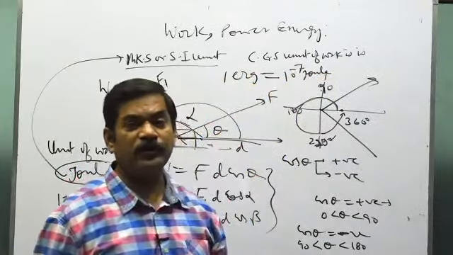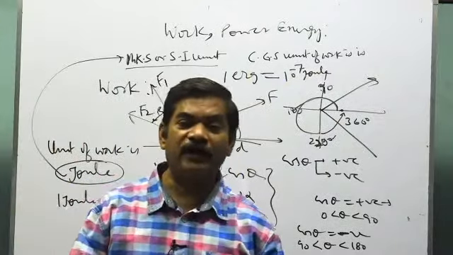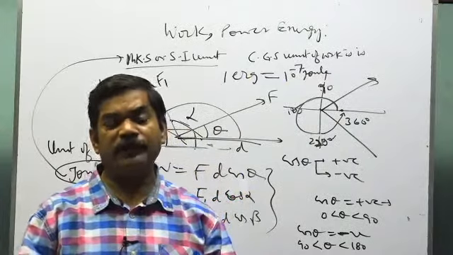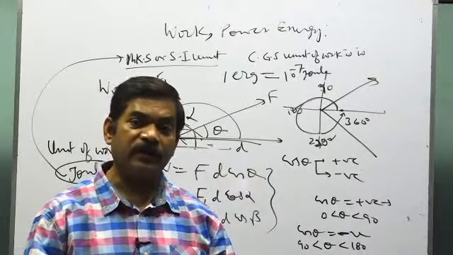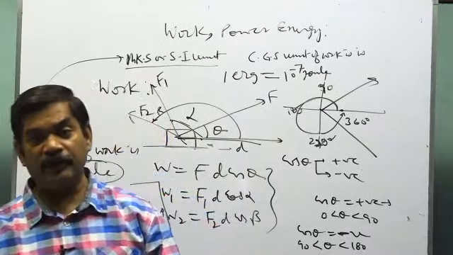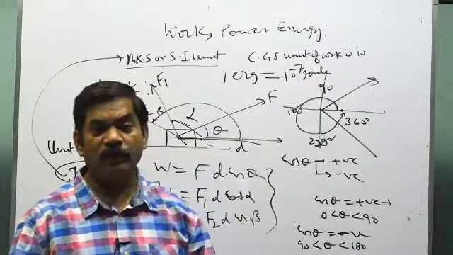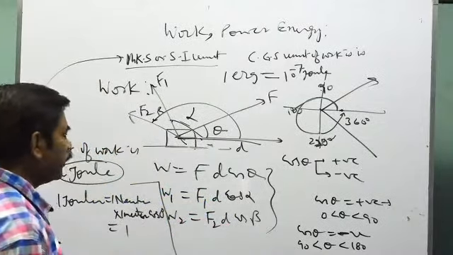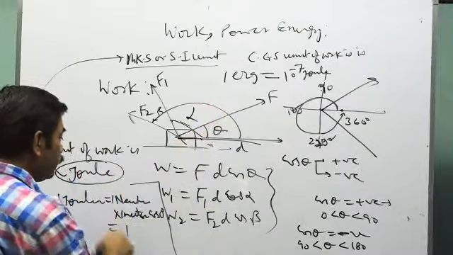MKS system of units is that in which length is measured in meters, mass is measured in kg, and time is measured in seconds. And CGS units means that in which length is taken in centimeters, mass is taken in grams, and time is measured in seconds. So this is the basic thing about work: how you calculate the work done by a force and what the unit of work is.